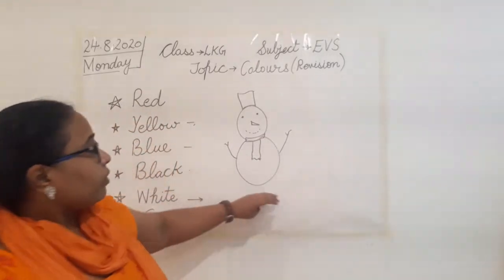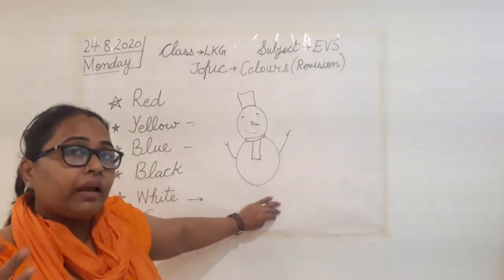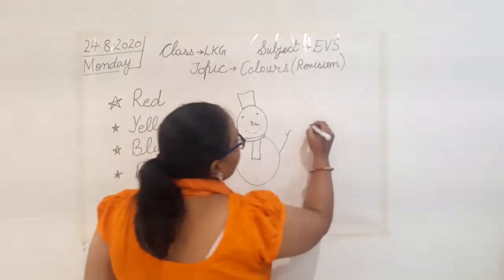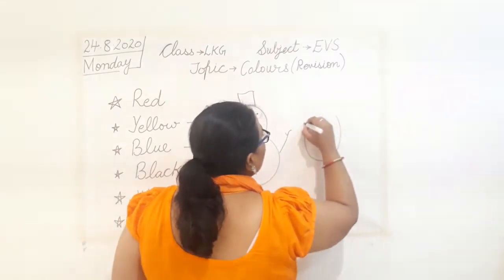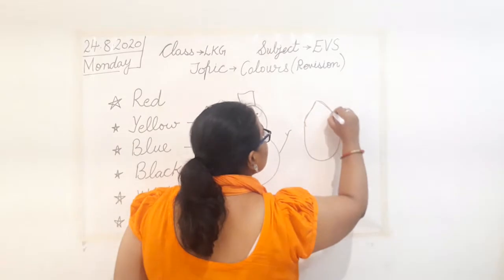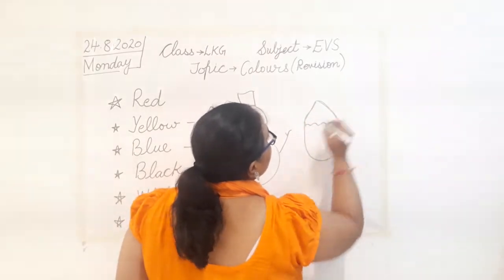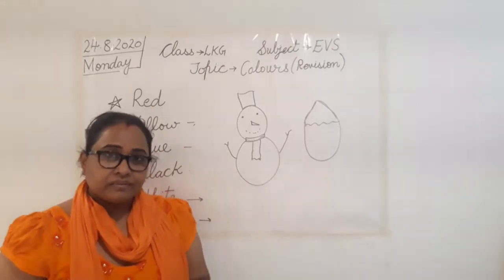Clear everyone? What is this? Snowman. With snowman we can also make an egg. So egg is white in color. How to draw an egg? First make a U and join it with a pointed shape like this. And after that just put a zigzag line. So that is an egg.